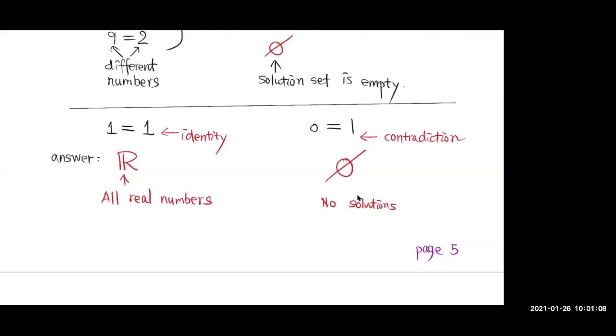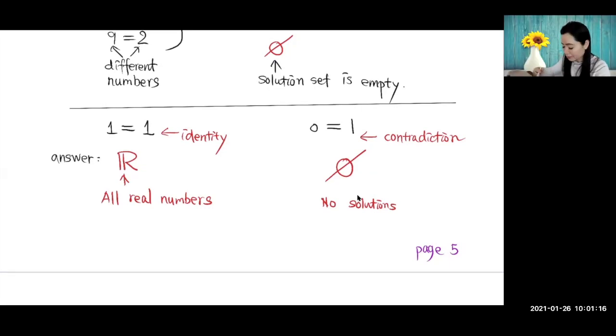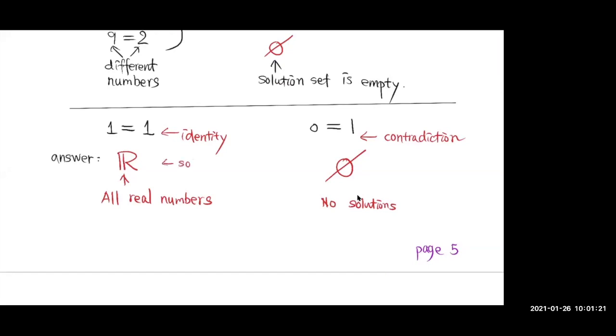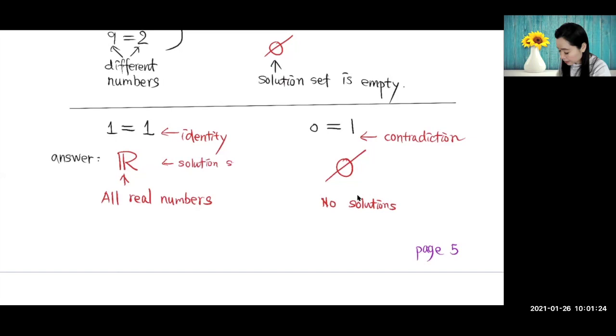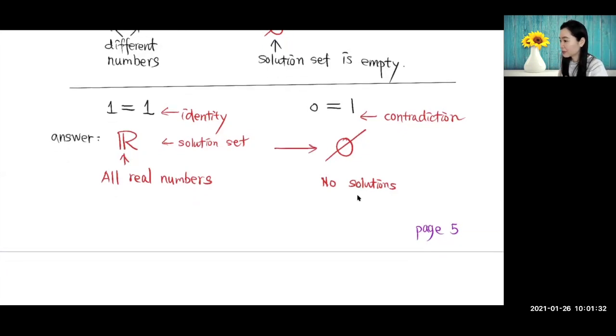I have a question. Do you want us to write the 0 with the slash instead of no solution, or both? If they ask for the solution set, then you put down the set notation, this one and this one. If they ask you to write the words, then you put down all real numbers or no solutions. I think on the website, for your homework, they probably have no solutions or all real numbers.